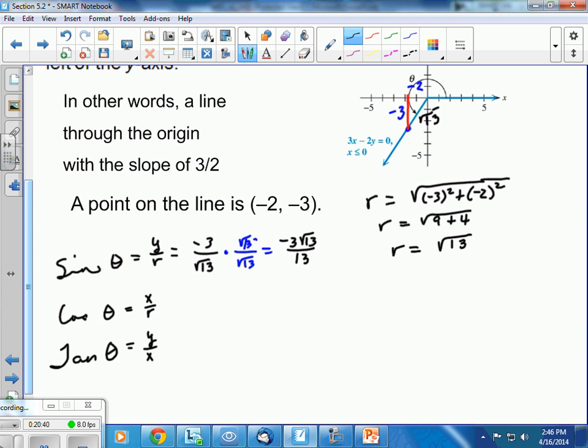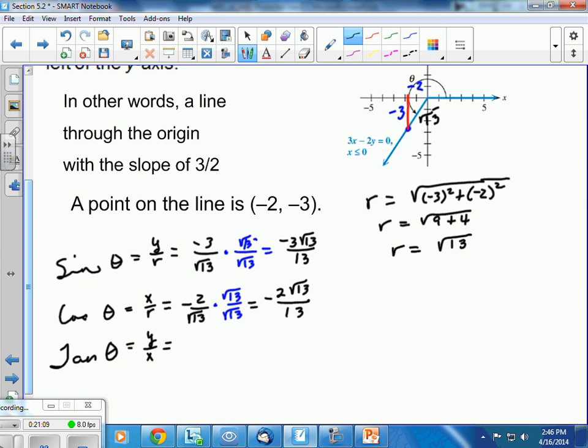Next, let's work on cosine of theta. Cosine of theta is x, or the adjacent side, over the hypotenuse, or r. So that's going to be negative 2 over the square root of 13. Much like before, I can't leave a radical in my denominator, so I must rationalize my denominator by multiplying by the square root of 13. I'll end up with negative 2 square root 13 all divided by 13.